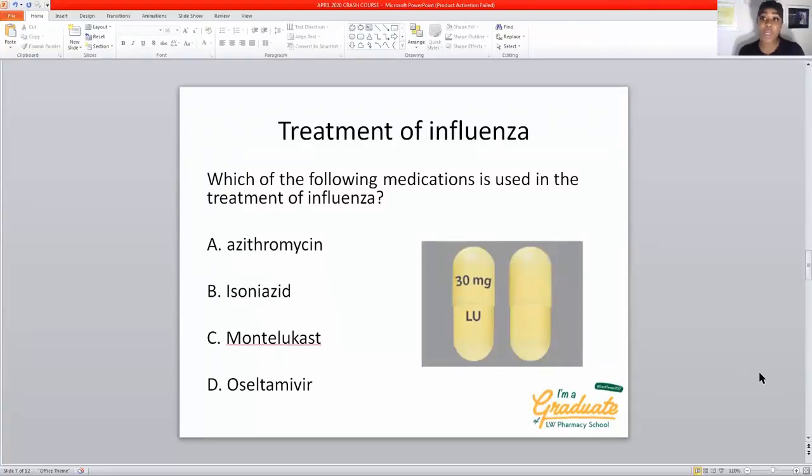Treatment of influenza. Oh my God. Which of the following medications is used in the treatment of influenza? We just talked about this. Did we just talk about this? Should have seen this.